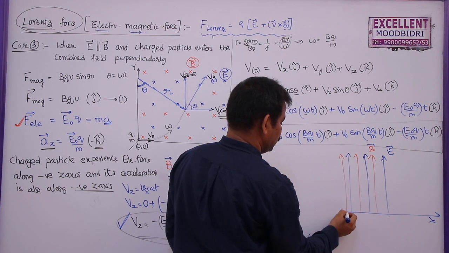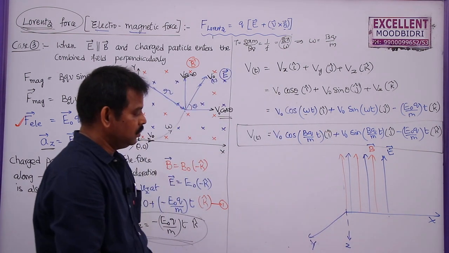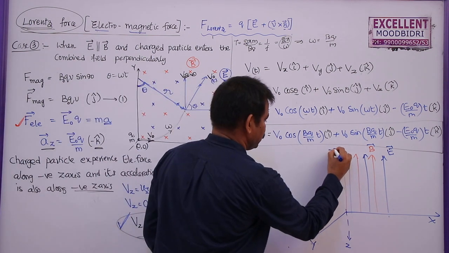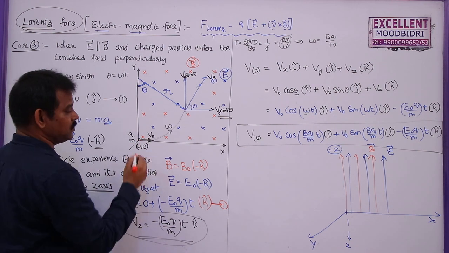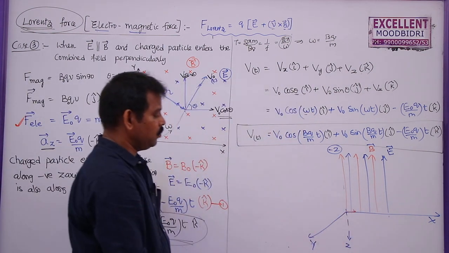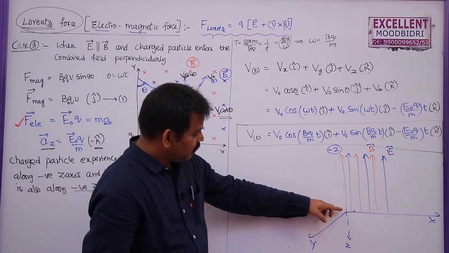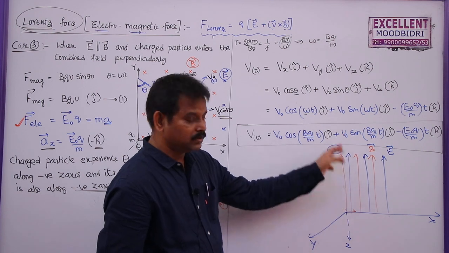So, and this is, let us say, z axis, and this is negative z axis. So in this case, this is minus z. When a charged particle enters along positive x axis, here it is entering like this, positive x axis. Here what happens? It will experience an acceleration due to electric field along negative z axis.